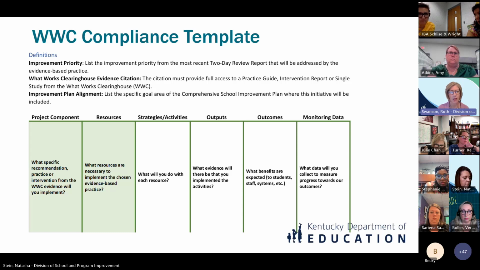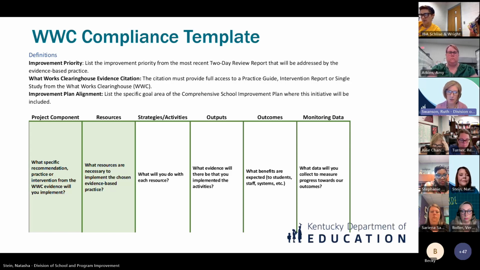When we say full access, we should be able to copy the citation you put there, plug it into a web browser, and pull up that full practice guide or that full intervention report or that full study. Also, if you create it as a link, when we click on that link, we should be able to get to that full thing, not just a part of it, not just a summary. So be thinking about that when you put that actual citation there.